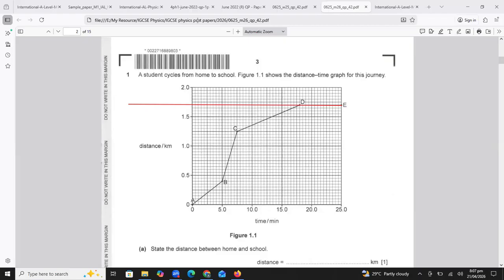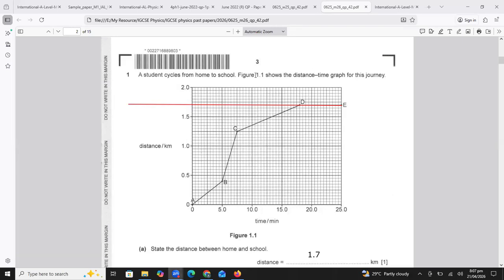So well done, Hafsa. You can see it is 1.6 and after two boxes we will get 1.7. So basically the student has covered a distance of 1.7 kilometer. All right, students. So basically in part A we have to find the distance between home and school. So the total distance covered by the student is 1.7 kilometer.